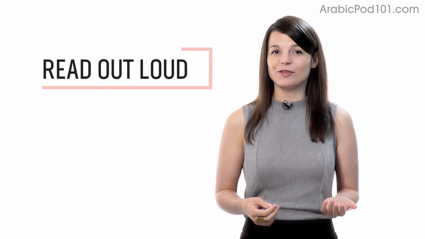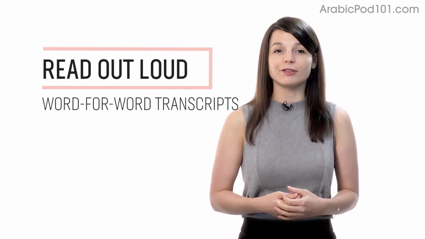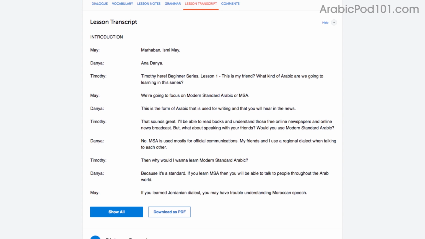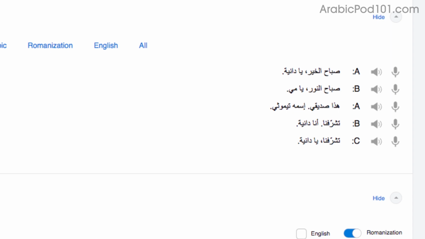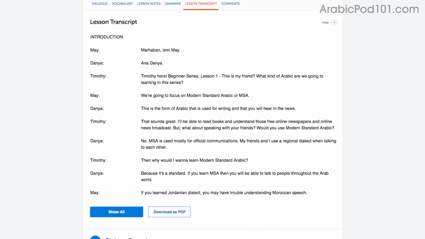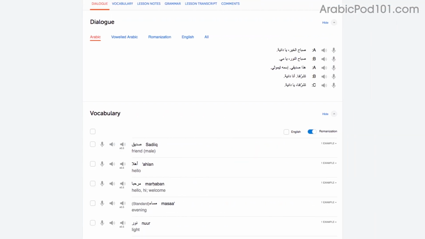Number 2, read out loud. I just mentioned it, but reading out loud is another powerful tactic and deserves its own mention. With every lesson, you get written transcripts and translations. So as you play the lesson, read the dialogue out loud as you hear it. Why? By reading out loud, you're also practicing your speaking skills. You can do this with the lesson notes, the lesson transcript, or the dialogue tool.